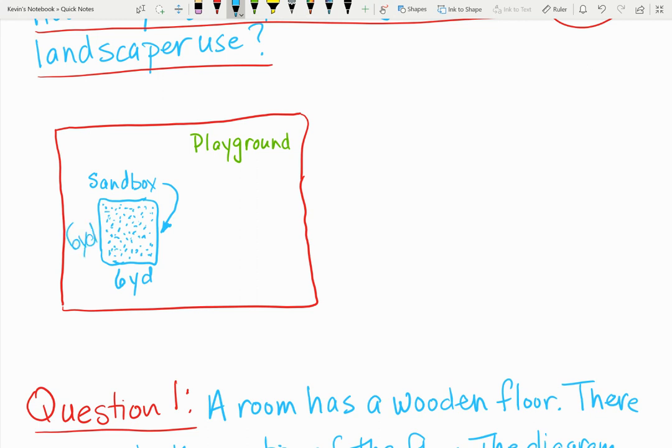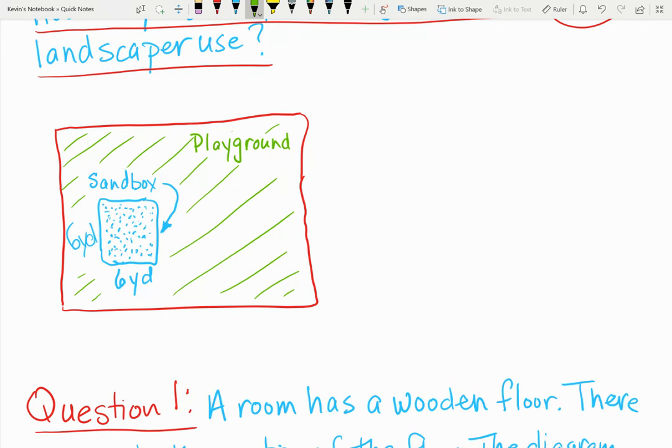And then I'm also going to look at my playground. So my playground is going to be the rest of this area here, and this is going to be my grass or my sod. So this is my playground. Okay. Now I need to get some dimensions for this playground as well. So I'm going to put 25 yards up top. That'll be the length, the base. And then we're going to do 15 yards on the side over here.